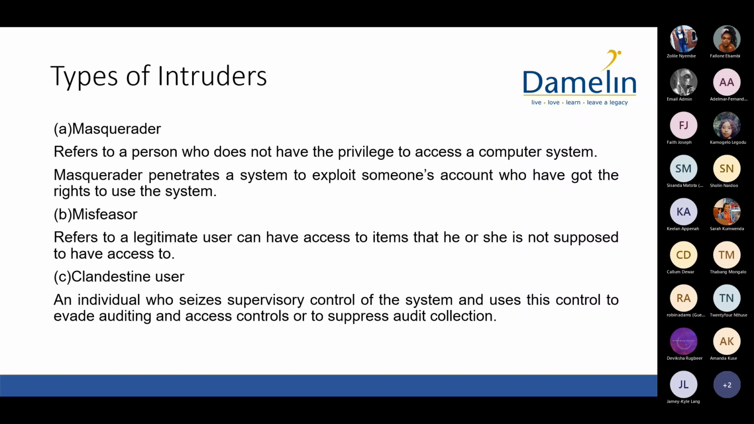Then we have a clandestine user, an individual who seizes supervisory control of the system and uses this control to evade auditing and access controls, or to suppress audit collection. So this person is very slick, because they do something and then they go with escalated permissions to delete any records or any audit trails. But let me tell you something. You can never fully delete the evidence. There's always a way of tracking what a person did.